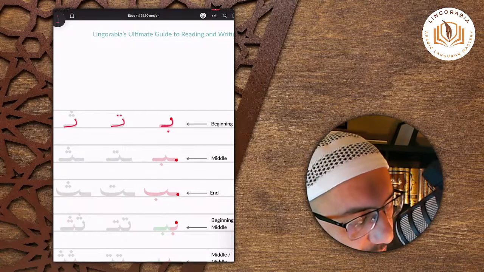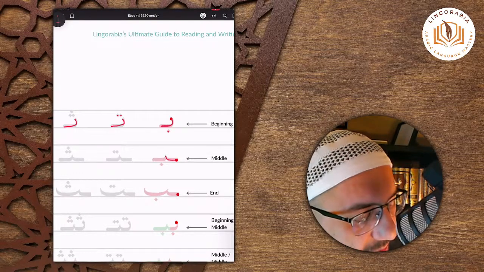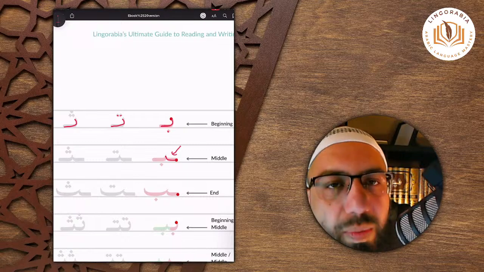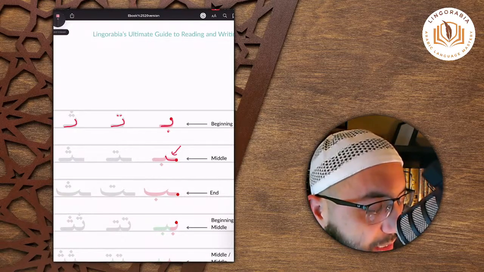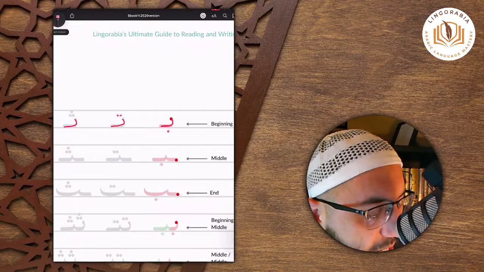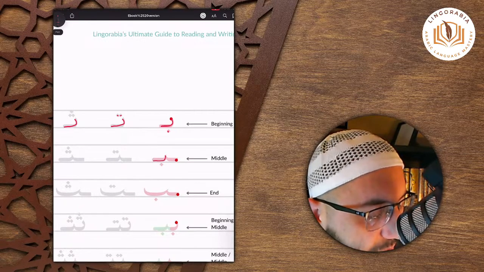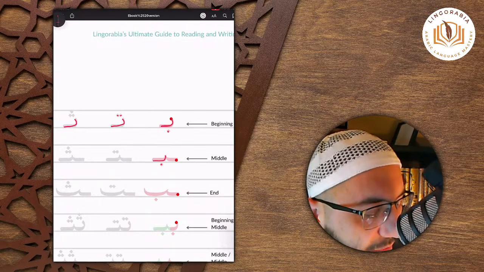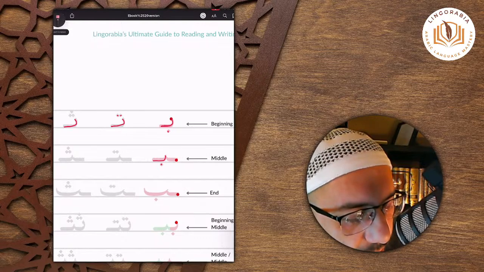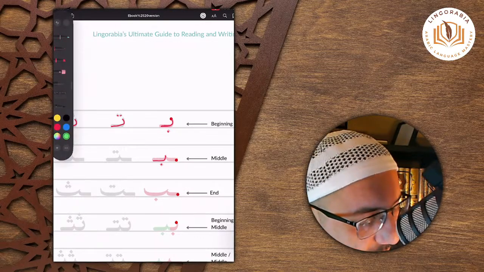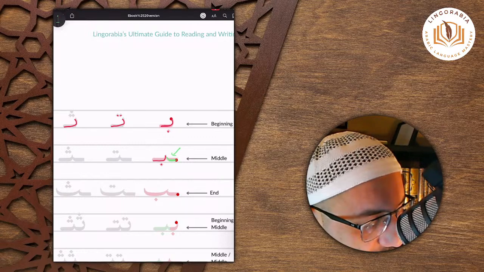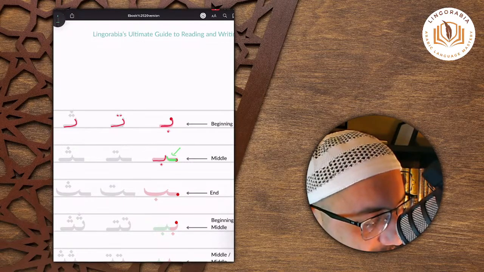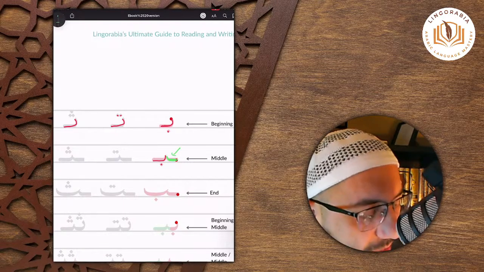In the middle, you start at the red dot. This part is supposed to be another letter. The ba is actually from here. It starts from here. You see? But the first part, the green part, this is supposed to be another letter. So the ba starts at the red.